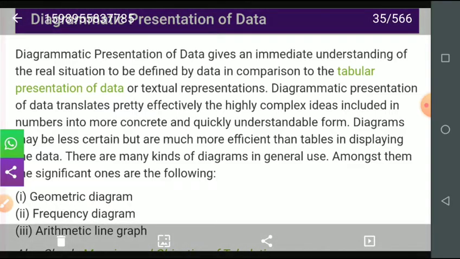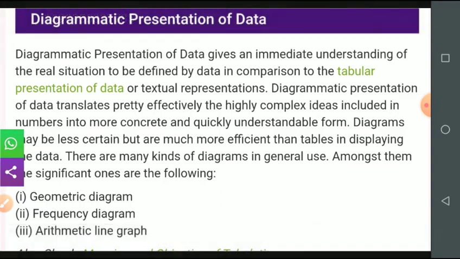There are many kinds of diagrams in general use. Amongst them, the significant ones are the following: geometric diagrams, frequency diagrams, arithmetic diagrams.